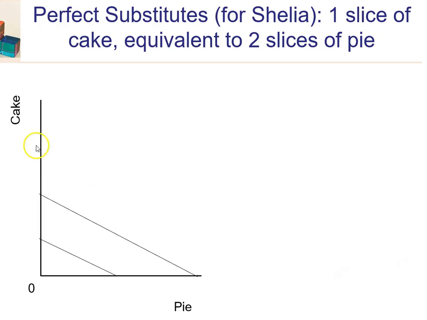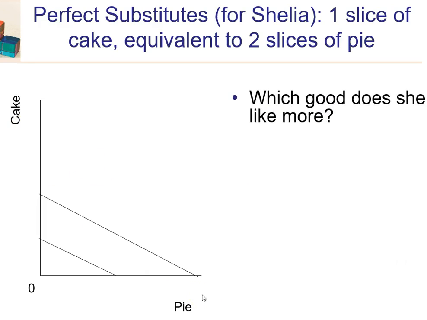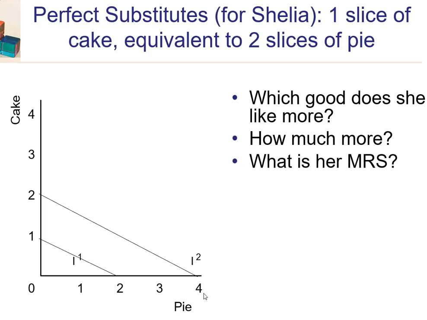So for Sheila, again, putting cake on one axis and pie on the other, which good does she prefer? If she's willing to swap 1 slice of cake for 2 slices of pie, well, she likes cake more because someone needs to give her 2 slices of pie in return. How much more? Well, she likes cake twice as much as pie. So what is her MRS?